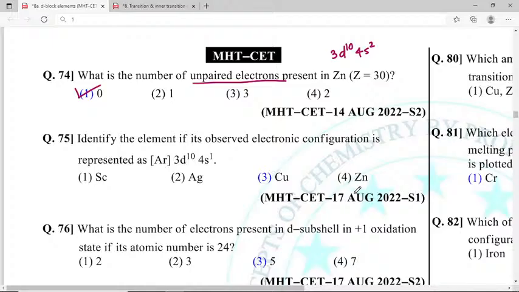Identify the element if its observed electronic configuration is 3d10 4s1. So 18 plus 10 plus 1 is equal to 29. So atomic number 29 is copper, 3d10 4s1.